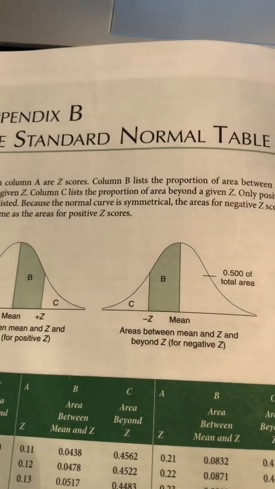So let's take a look at the book. So here's your standard normal table. This is the z-statistics, right? This is what you're used to seeing.